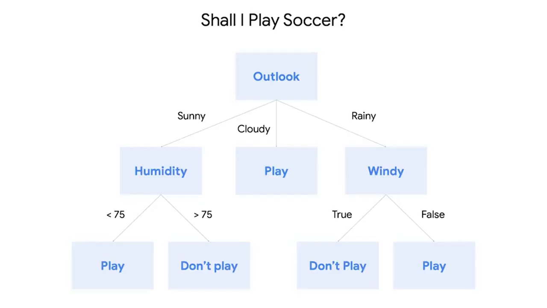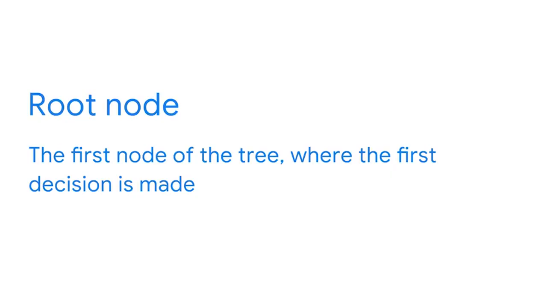Here's a decision tree that will help you decide whether or not to go outside and play soccer or football on any given day. The first decision that will be made relates to the weather outlook. For this tree, there are three options: sunny, cloudy, or rainy. This node, where the first decision is made, is called the root node. It's the first node in the tree, and all decisions needed to make the prediction will stem from it. It's a special type of decision node because it has no predecessors.